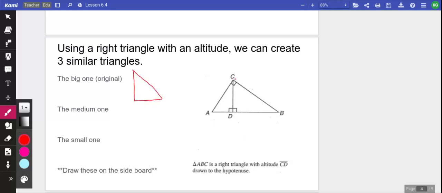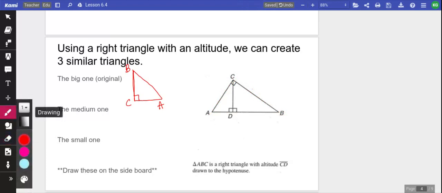And so in this original 90-degree triangle, C is the right angle, and C to A is shorter than the side C to B. So we give the tall side the straight up and down, and we give the short side the horizontal.